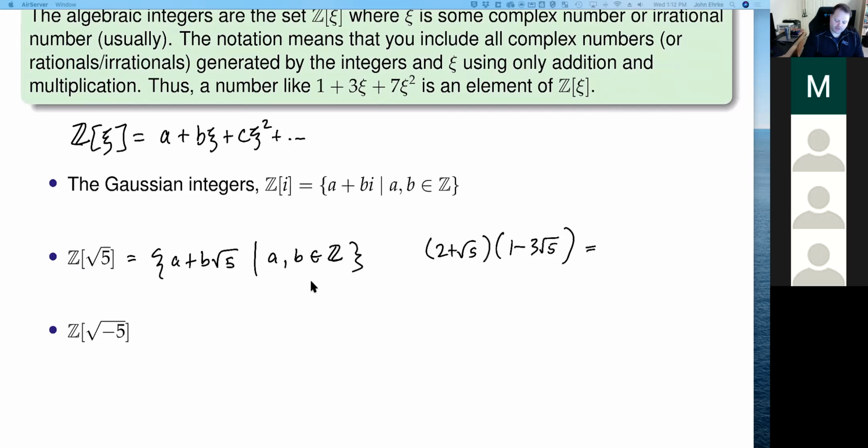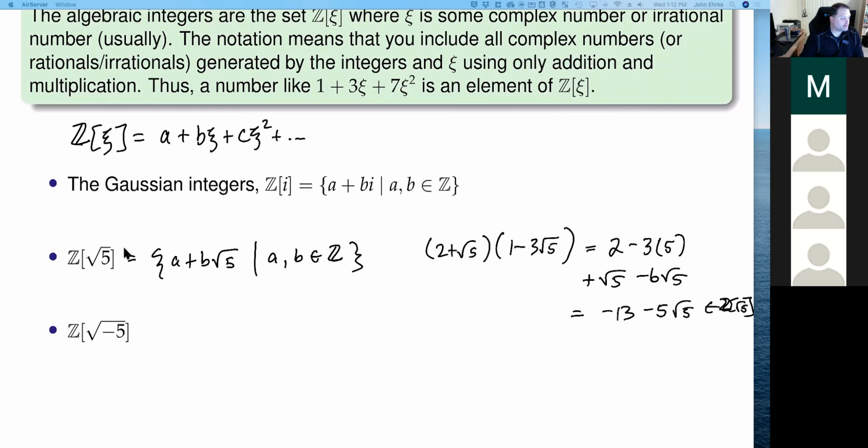If you foiled it out, you'd get 2 times 1 is 2, minus 3 times square root 5 squared, which is just 5. Then you would get plus square root 5 minus 6 square root 5. So this would be 2 minus 15, which is negative 13, minus 5 square root 5. That's an element that's back in that set. So we know we get something that belongs back to that set anytime you multiply two elements from there. You can check the other properties that you need, that this forms a group under addition, the multiplication is associative. All of those things are true.